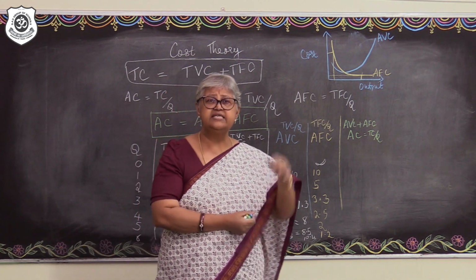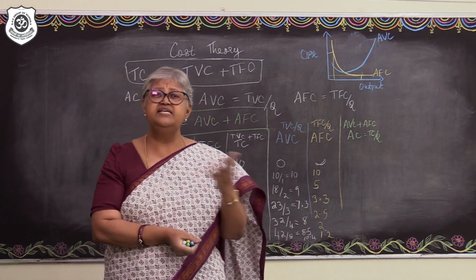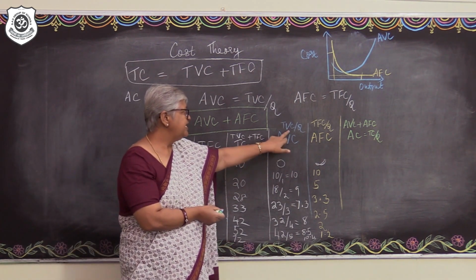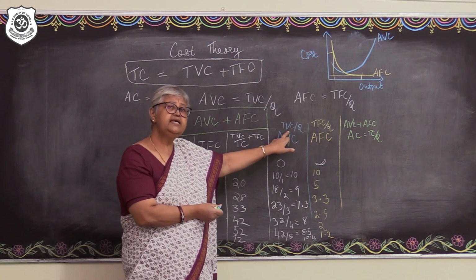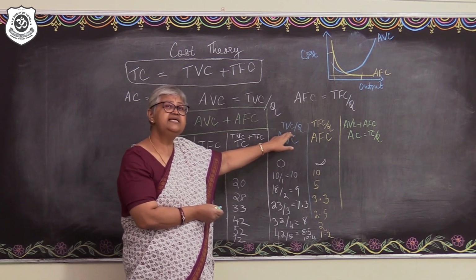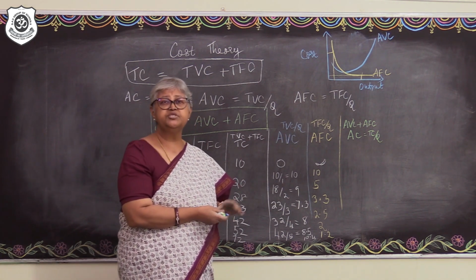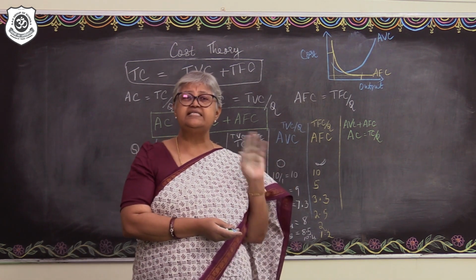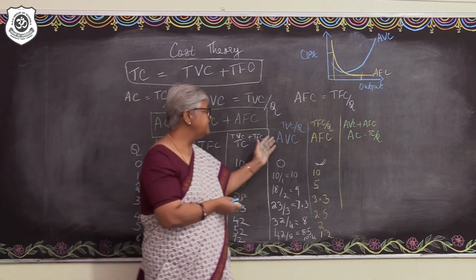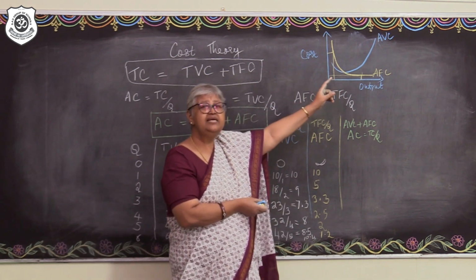The average variable cost initially will fall and then it will increase. Why is that so? AVC is nothing but TVC divided by Q. And TVC, you know that initially it will increase at a decreasing rate. Later on, it will increase at an increasing rate. Due to the operation of the law of variable proportions, the total variable cost will increase at a decreasing rate and then increase at an increasing rate. It's exactly due to that reason that the average variable cost will initially fall and then it will increase.